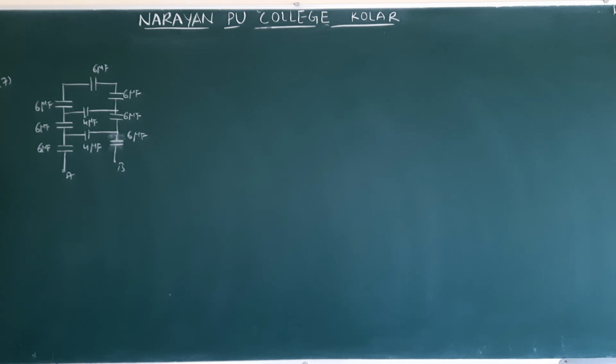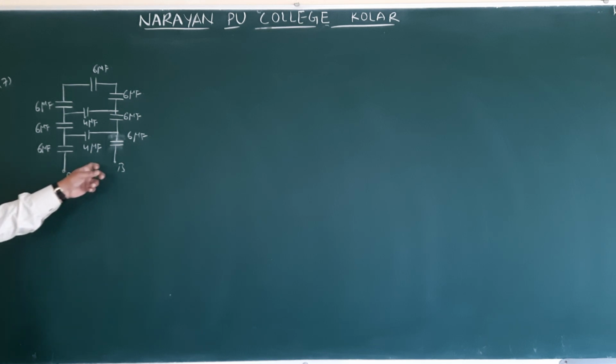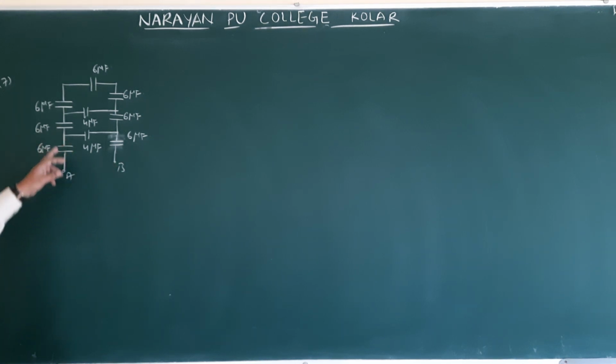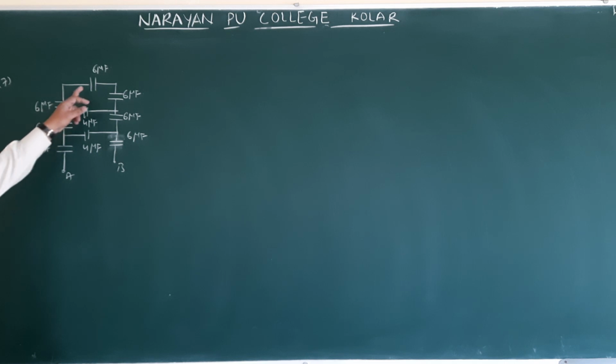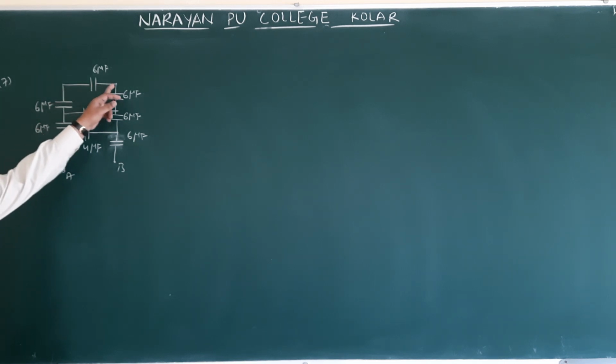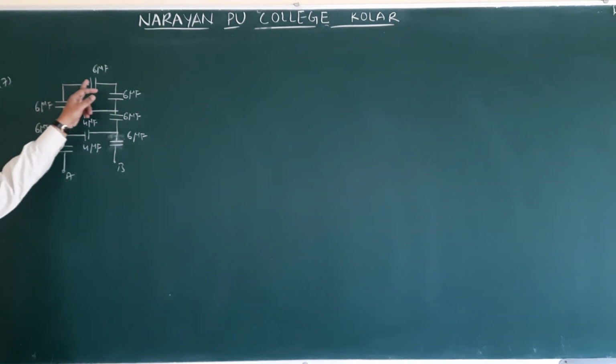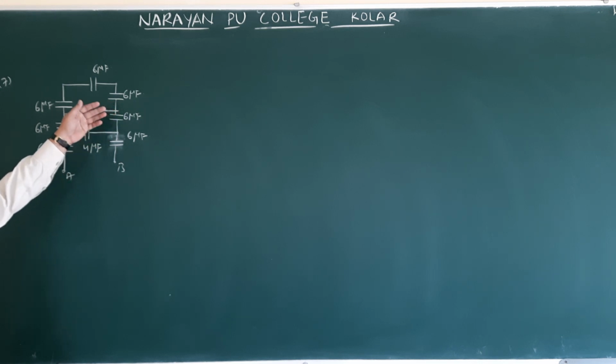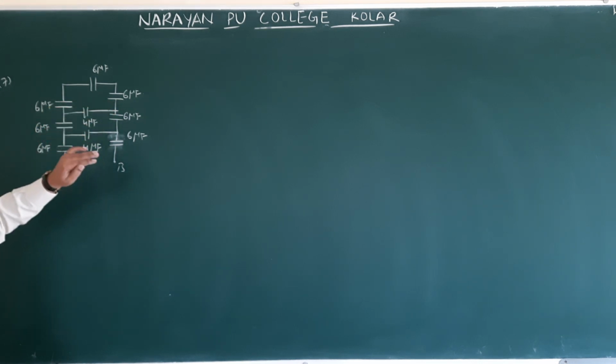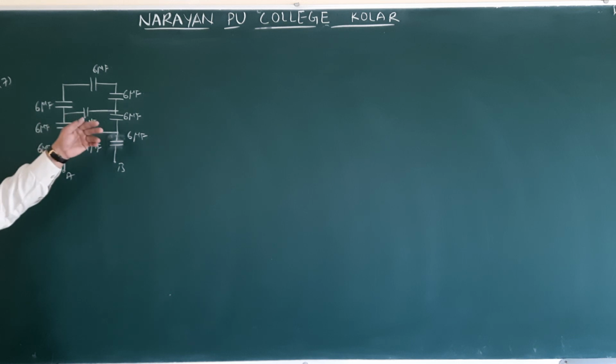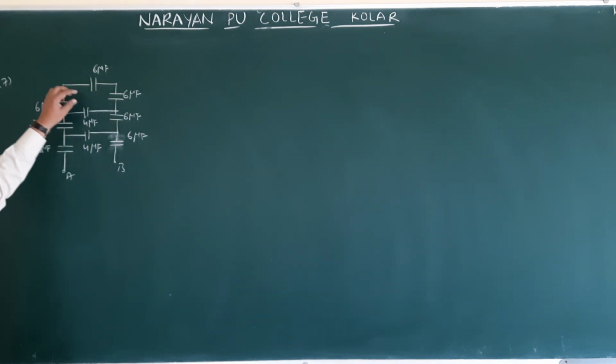See the next problem, problem number 7. They are asking to find the resultant equivalent capacitance between A and B. So first we have to solve from here. 6, 6, 6. These three are in series. Three equal capacitors in series means the resultant capacitance is C by 3. So therefore 6 by 3, how much? 2. So by replacing these three we will get 2.